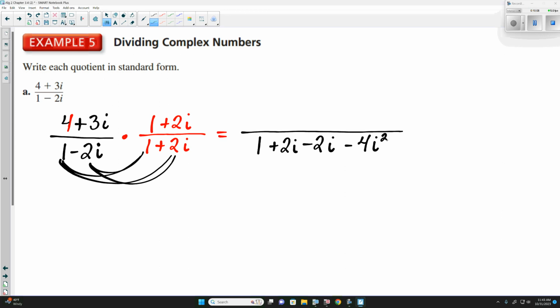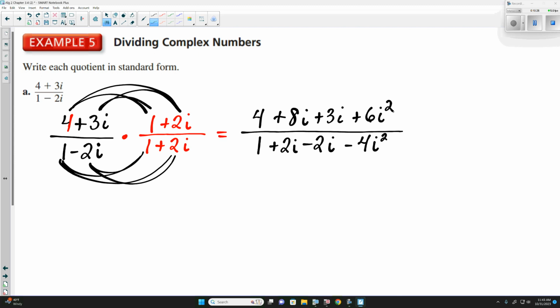We'll also do the same thing with the numerator. 4 times 1 is 4. 4 times 2i is plus 8i. 3i times 1 is plus 3i. And 3i times 2i is plus 6i squared.